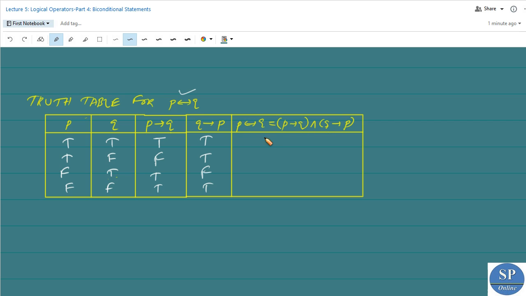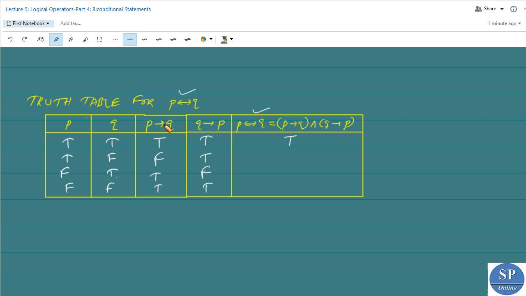Now we have P if and only if Q is nothing but P implies Q and Q implies P. So when the truth value of P is T and the truth value of Q is T, then what about the truth value of P if and only if Q? That is P implies Q and Q implies P. So the truth value of P implies Q is T and the truth value of Q implies P is T. So the truth value of their conjunction is also T.